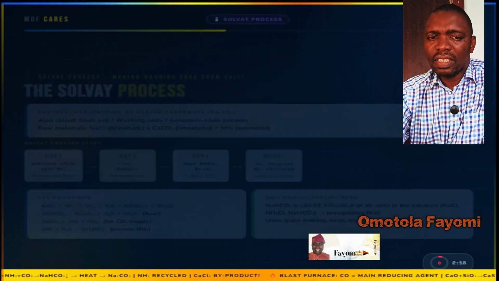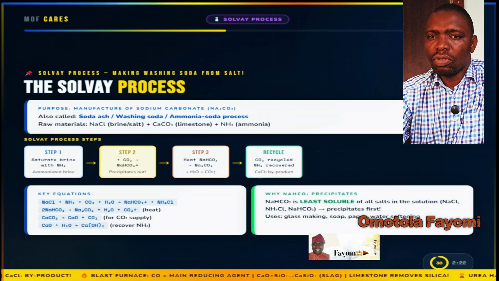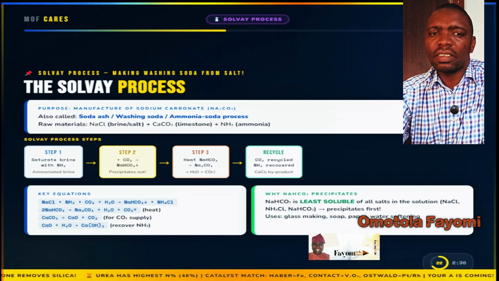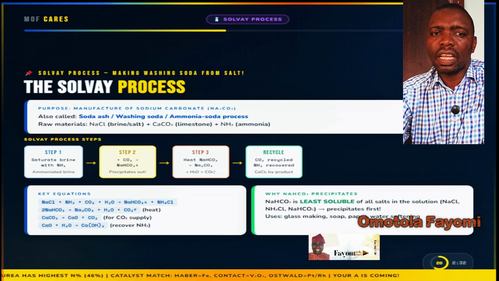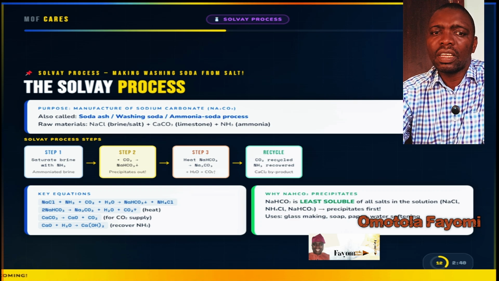The Solvay process is the industrial manufacture of sodium carbonate, also called soda ash or washing soda. It is one of the most elegant industrial processes ever designed, and JAMB tests it regularly. The raw materials are simple and cheap: salt, that is sodium chloride, from brine, limestone, that's calcium carbonate, and ammonia, which is itself recycled and recovered in the process. The clever chemistry is in how these inexpensive materials produce the valuable sodium carbonate product.